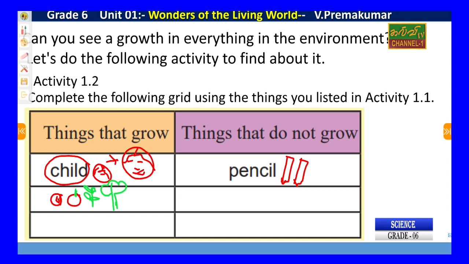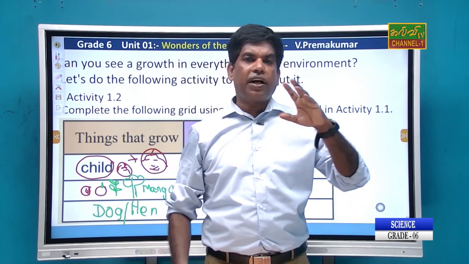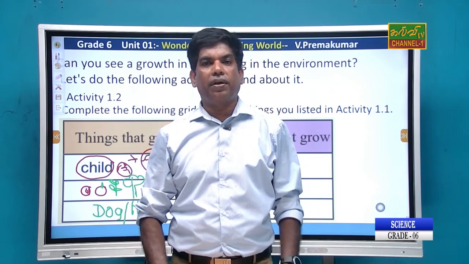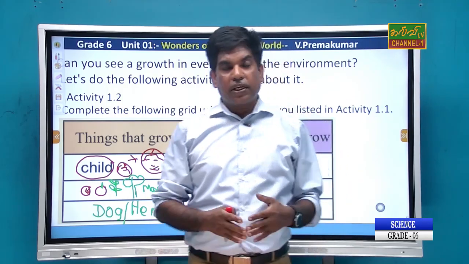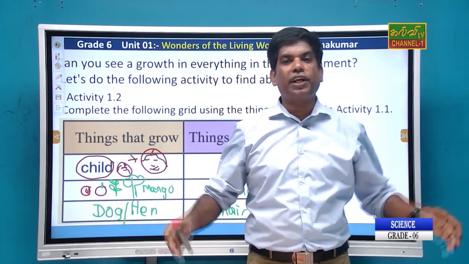So any kind of plant, mango plant, can grow, but a table doesn't grow. A dog can grow, but a chair does not grow. Soil does not grow. Stone does not grow. Birds, a hen can grow. So here students, you can understand something in our environment. In our environment, you can find some things which grow and some things which do not grow, right? So growth is size, volume and height going to increase, right? That is growth.